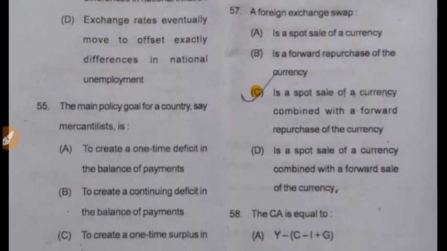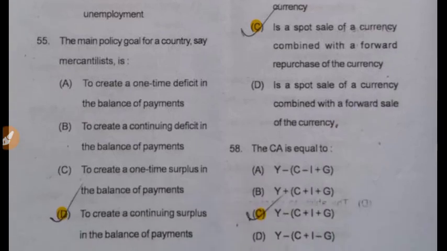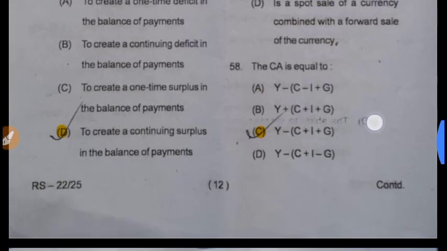Next question: the main policy goal of the country, say, mercantilism. Mercantilism basically believed in gold as wealth. They did not emphasize imports; they were based only on exports, to create a surplus in the balance of payments. They followed a beggar-thy-neighbour policy.